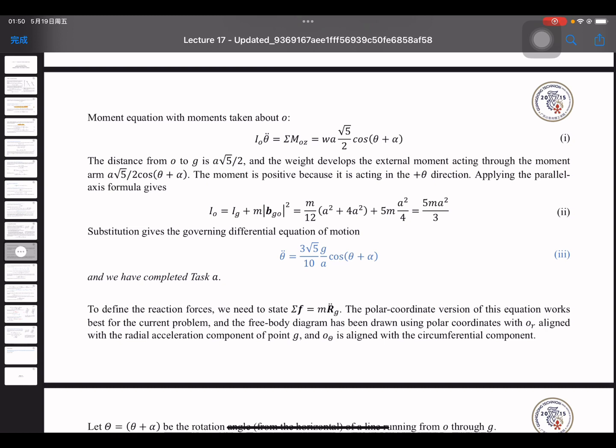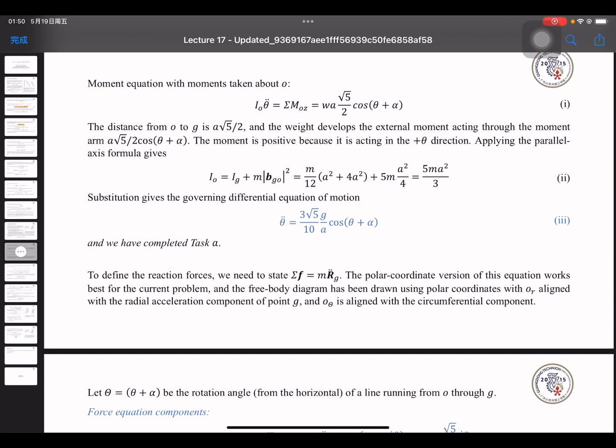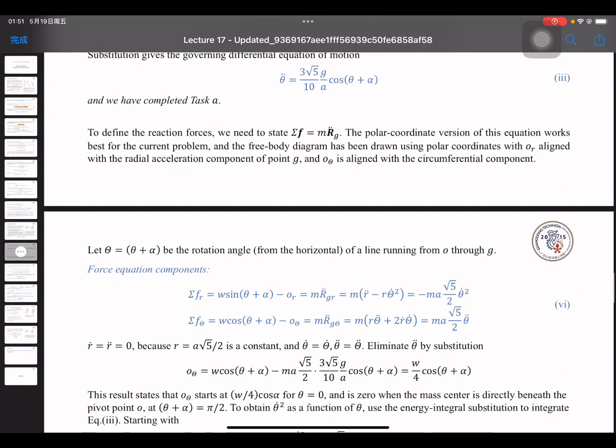To define the reaction force, we need to state that the sum of force equals m times the acceleration of G. The polar coordinate version of this equation works best for the current problem, and the free body diagram has been drawn using the polar coordinates with OG aligned. Okay, so this is what you should understand. And with the radial acceleration components of G, and theta aligned with the circumferential components.